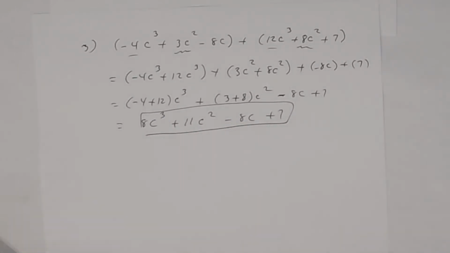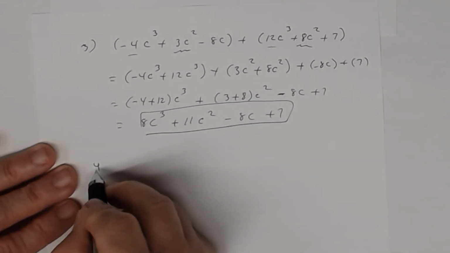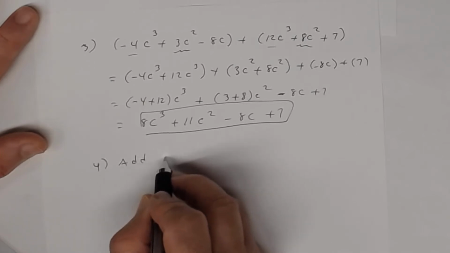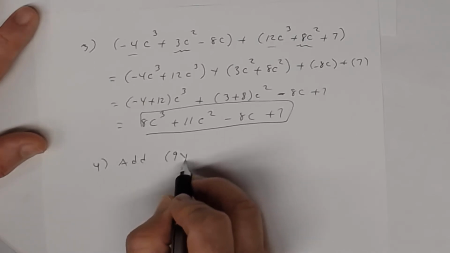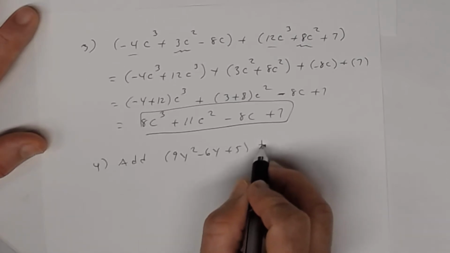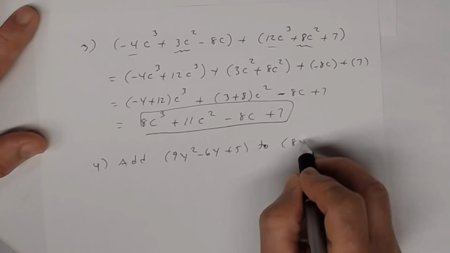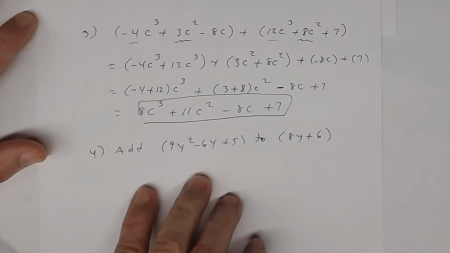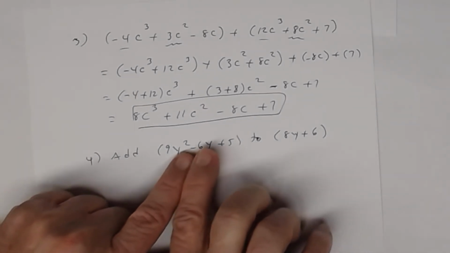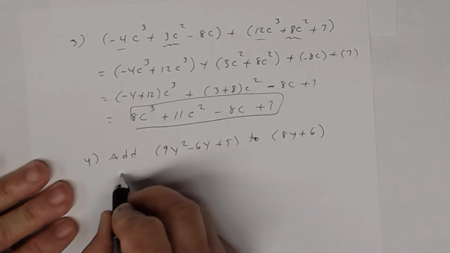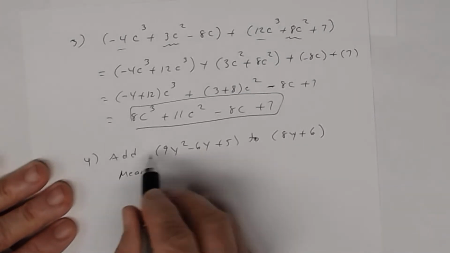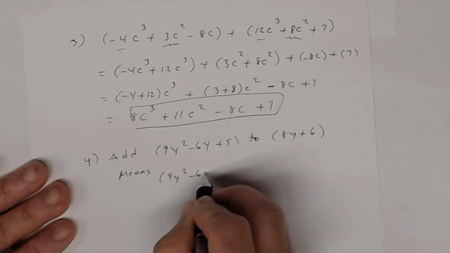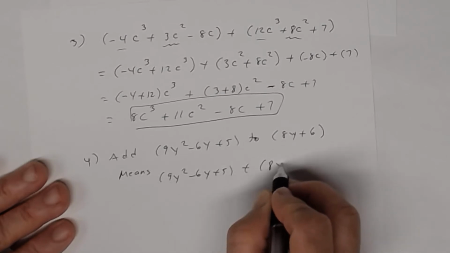And then sometimes they'll have it written out in words, and what I mean by that is this. Sometimes they'll say add 9y squared minus 6y plus 5 to 2, and then they'll say 8y plus 6. They may say something like that. Okay? So when they say it in words, basically what they're asking is, in terms of operation, what is this plus this? All right? So this means, or they could say find the sum. All right? So add or find the sum. So this means 9y squared minus 6y plus 5 plus 8y plus 6.